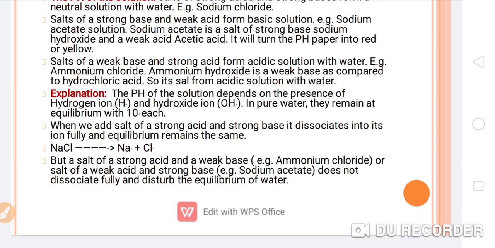But a salt of a strong acid and a weak base, or a salt of a weak acid and a strong base, does not dissociate fully and disturbs the equilibrium of water. At that time they will disturb the equilibrium of water. So this is the reason behind it: the acidity and basicity of the salt, and you can identify which is the acidic salt and which is the basic salt from the litmus paper. So this is the explanation.